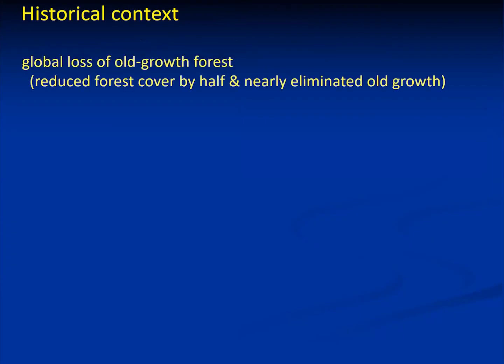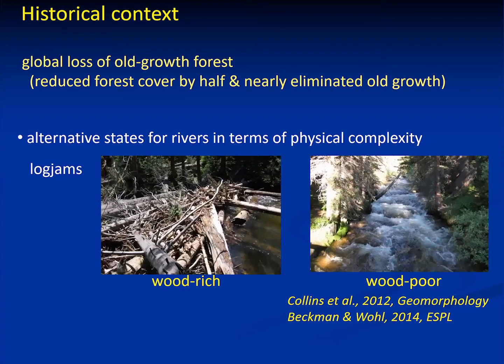How about in a global context? Well, we know that old growth forest is almost gone. Humans have reduced forest cover by half, and we've nearly eliminated old growth. So we've lost a lot of those functions in formerly forested river corridors. And ecologists have the idea of alternative states, where you can have an ecosystem that has two completely different configurations that both can remain stable in the absence of disturbance. My highly technical terms for that are wood-rich and wood-poor.